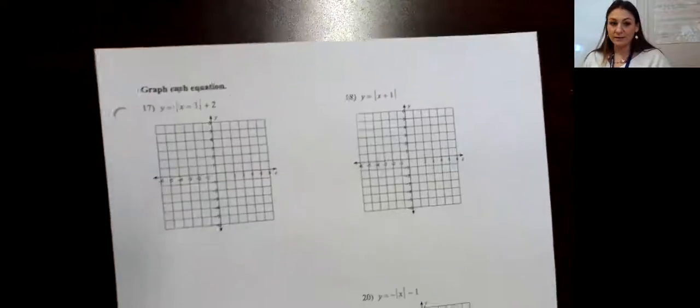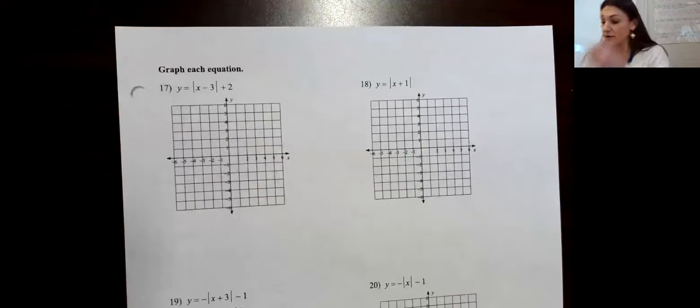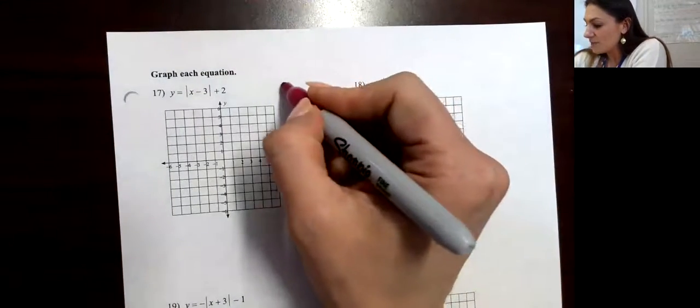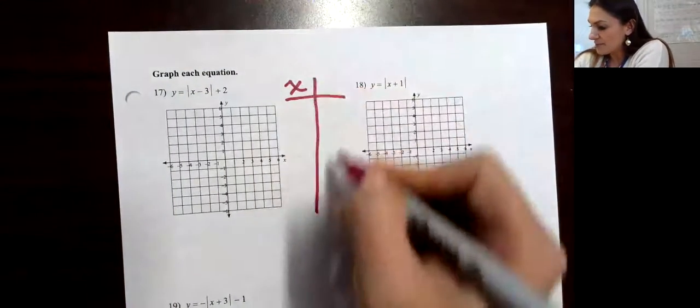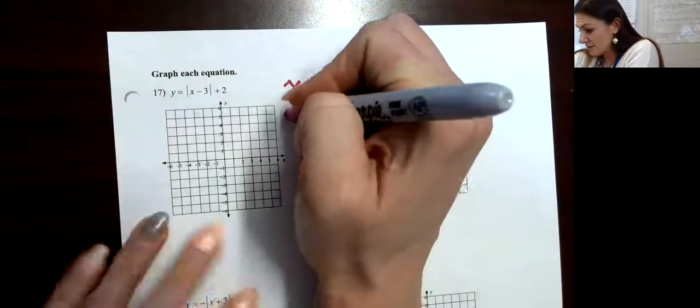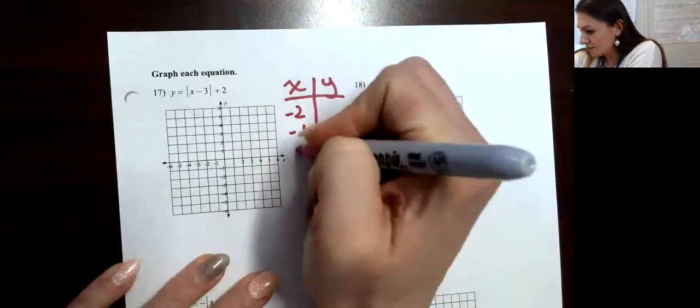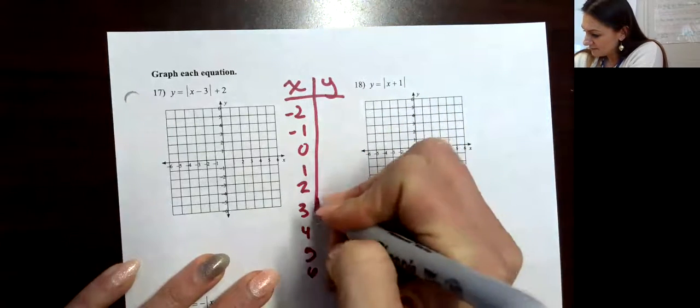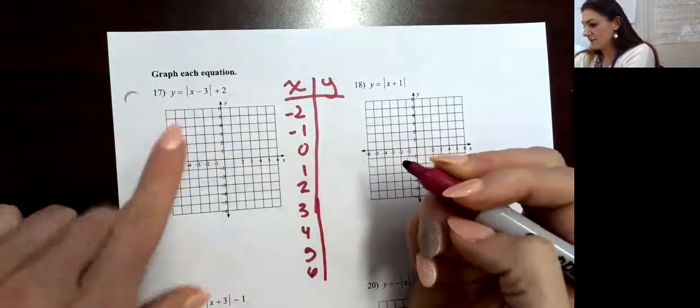Then let's look at number 17 as well. For number 17, when we're graphing absolute value, remember it's going to make that V shape. To help me, I'm just going to make a table. So I'm going to start at -2. Go a little while so I can get that full shape.